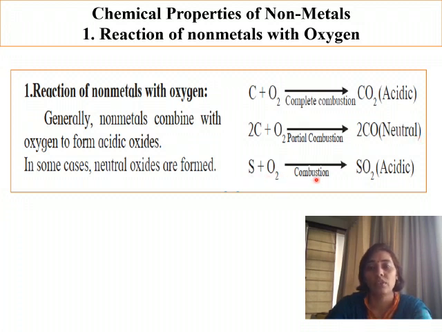Sulfur and oxygen combustion gives sulfur dioxide, again acidic. Generally, we find that the oxides of non-metals are acidic in nature, but there may be exceptions, like carbon monoxide, nitrogen monoxide and nitrous oxide, which are examples of neutral oxides of non-metals. So here we have three reactions, and they tell us that the oxides of non-metals are acidic in nature with one exception of carbon monoxide.